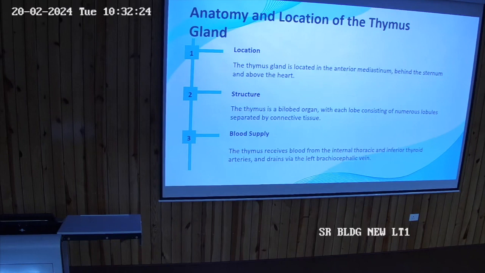Okay, so the location is, it is located in the anterior mediastinum.